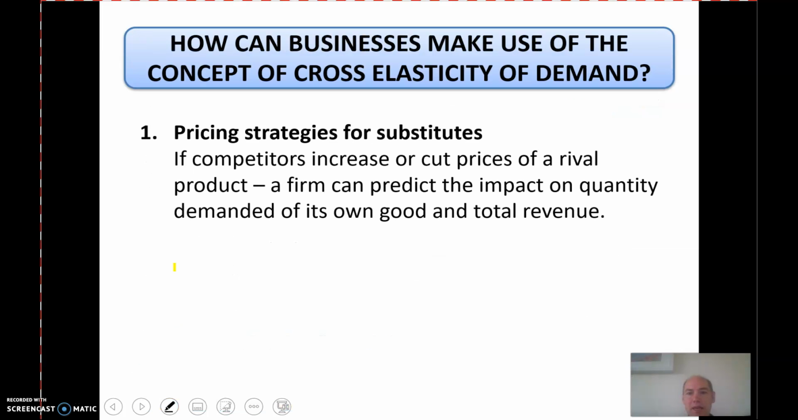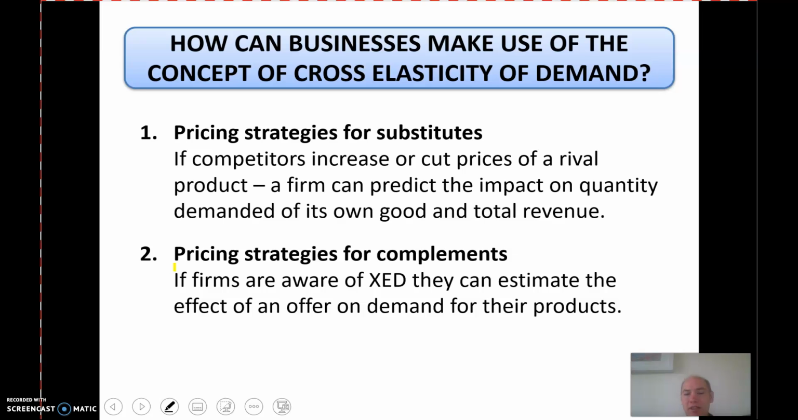Okay, how can businesses make use of the concept of cross-elasticity of demand? First of all, this is important when firms are considering price strategies for substitutes. So if competitors increase or cut prices of a rival product, a firm should be able to predict the impact on its own good in terms of quantity demanded, but also total revenue as well. Okay, so a substitute good, perhaps that idea of Daz and Ariel, if one cuts their prices, the other one should be able to work out what will happen to demand, and as a result, what will happen to total revenue.